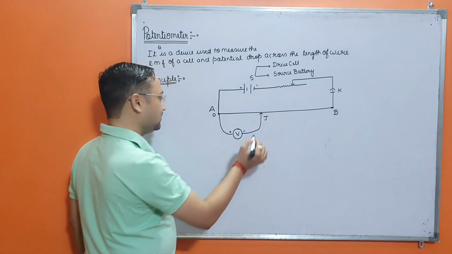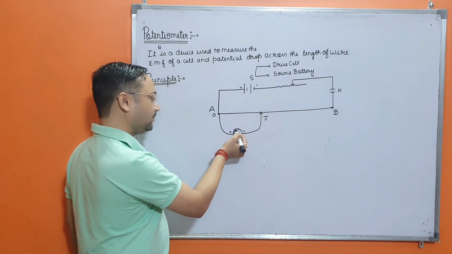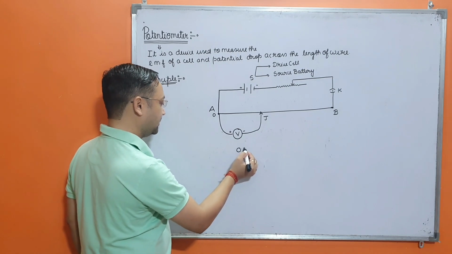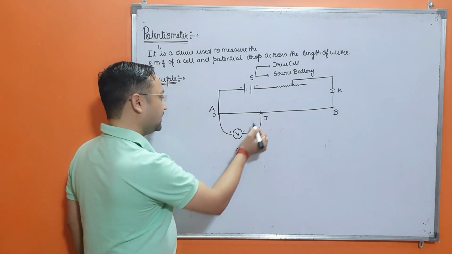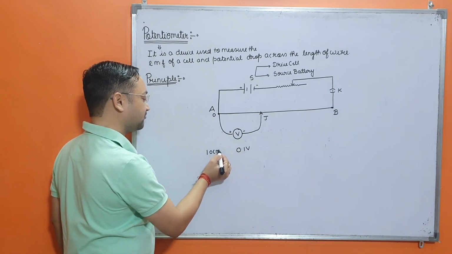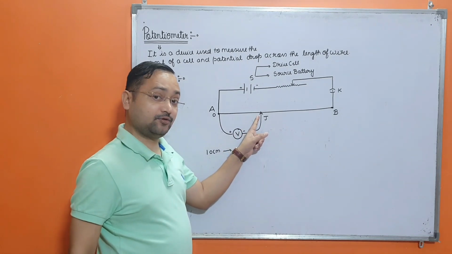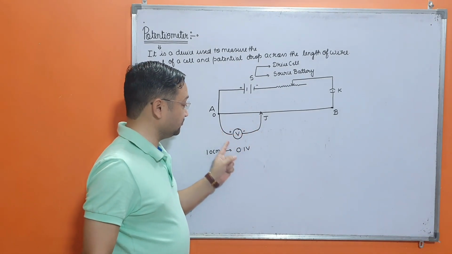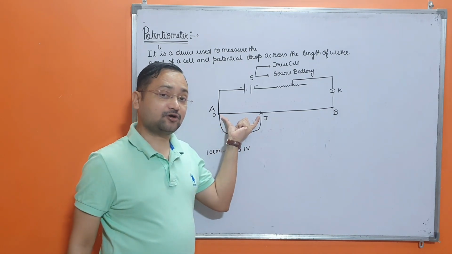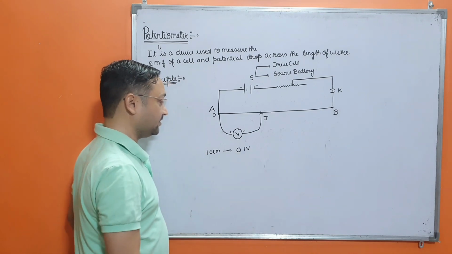For example, we put this pencil jockey at this point. Whatever the reading comes, let it come 0.1 volt. It is the 0.1 volt, and the length at which you put the jockey is 10 centimeter from end A, and you are getting the potential drop of 0.1 volt. It means that this voltmeter will read the potential drop across this much length of the wire, and that is, for 10 centimeter it is 0.1 volt.